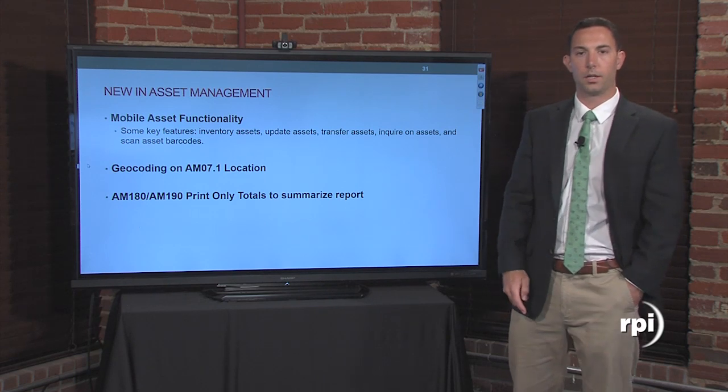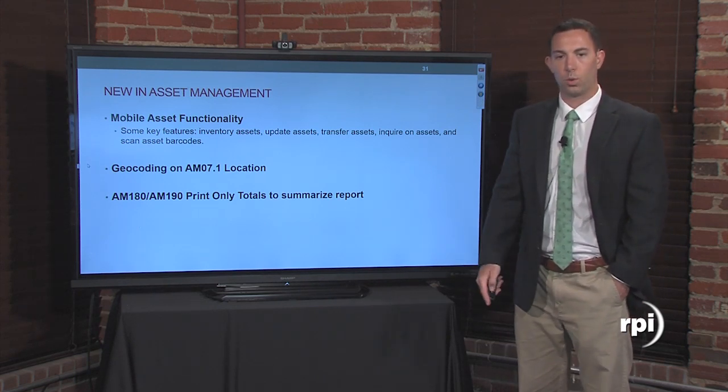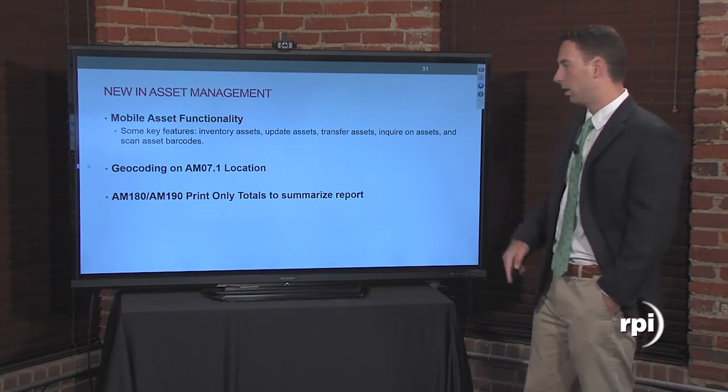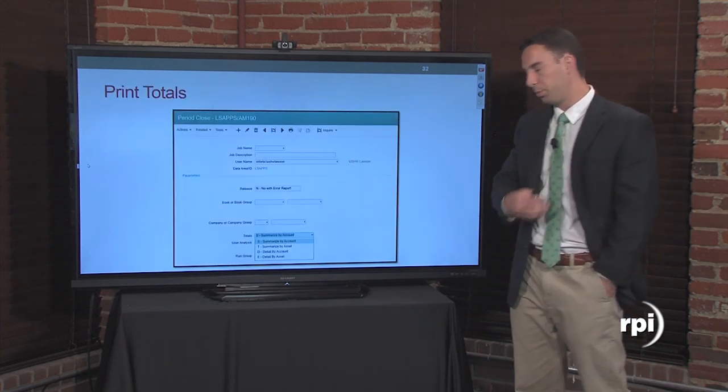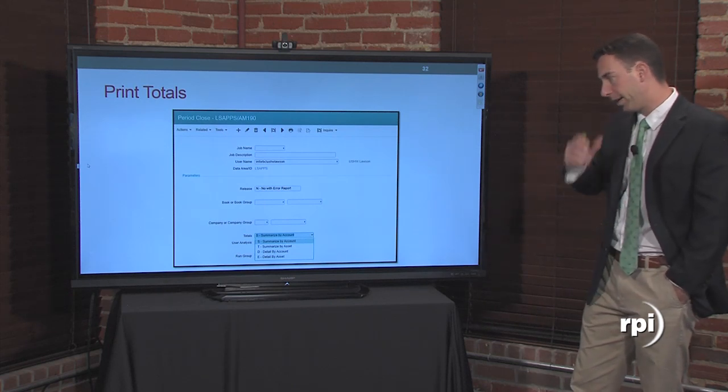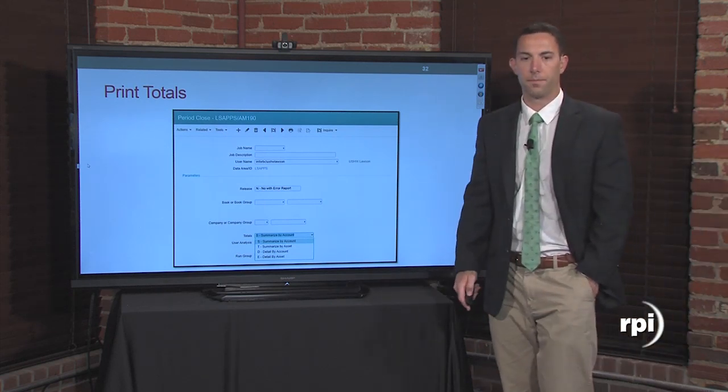And AM180 your depreciation report, and AM190 can print only totals if you want to just see high-level summaries of depreciation. For example, you can set that flag to your summary.